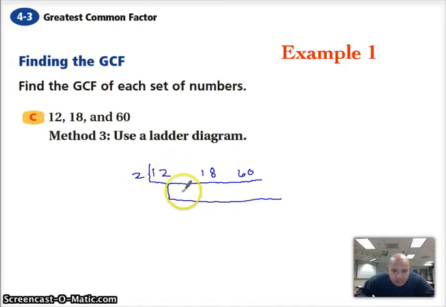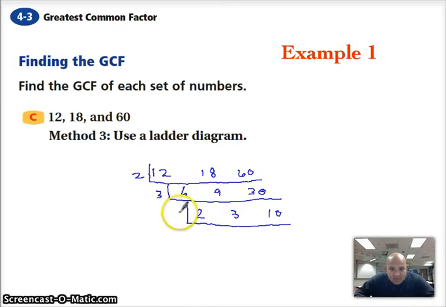Well, 2 goes into 12 6 times, 2 goes into 18 9 times, 2 goes into 60 30 times. As I look at this, I know 2s can't go into it anymore, but these numbers are all divisible by 3. So 3 goes into 6 twice, 3 goes into 9 3 times, 3 goes into 30 10 times.